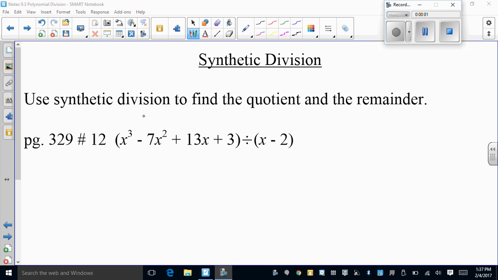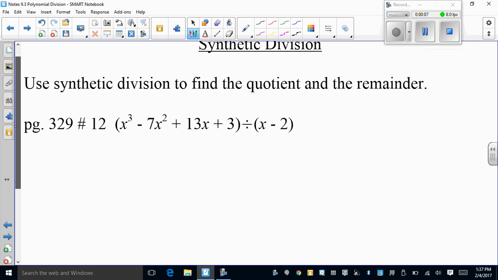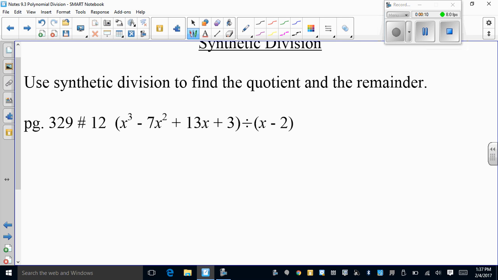Okay, part 2 on polynomial division is synthetic division. Some of you will find this easier. Here's the main thing about synthetic division. This has to be a power of 1 here. If it was a power of 2, you're forced to do long division. So use synthetic division to find the quotient and the remainder.